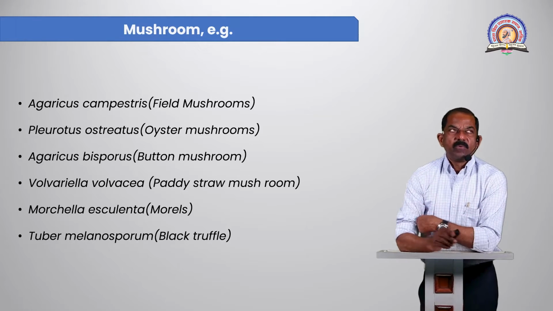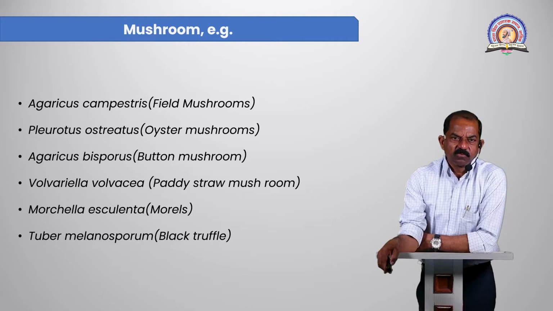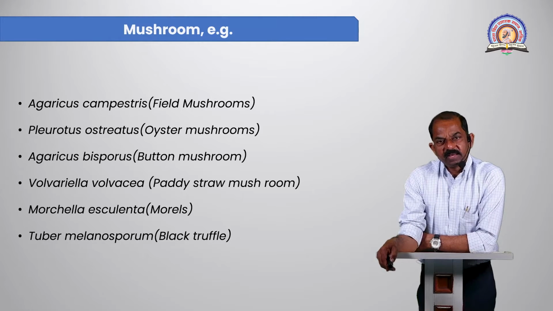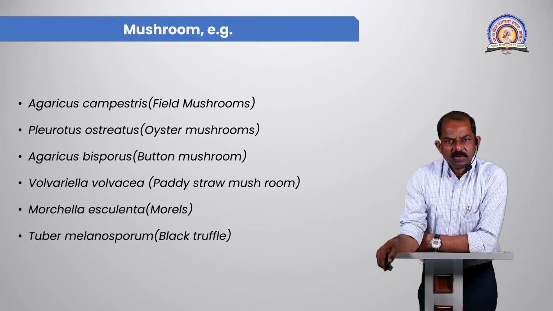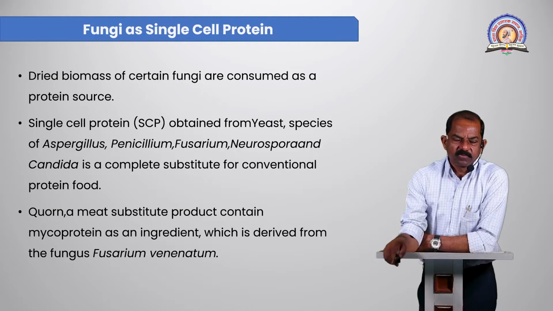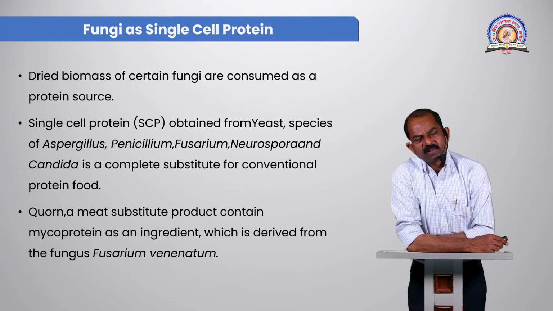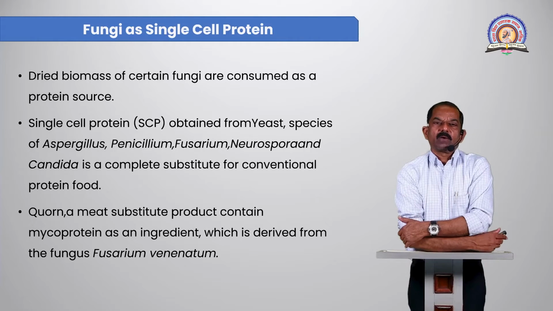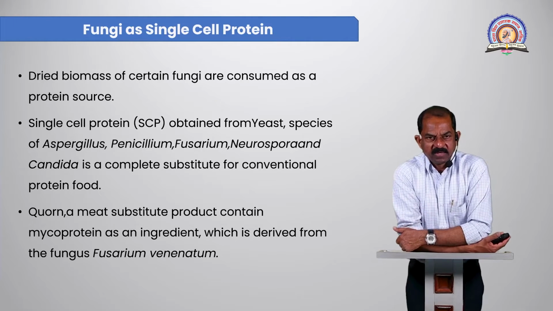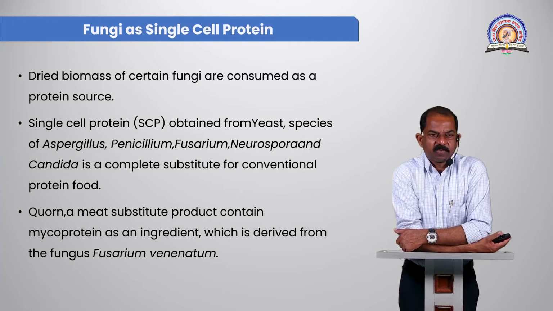All these are the various examples of mushrooms, which we can easily use as an important source of proteins, vitamins, and carbohydrates, and which contain a low percentage of fats. Fungi as a food also play an important role as a protein: fungi as single cell proteins.